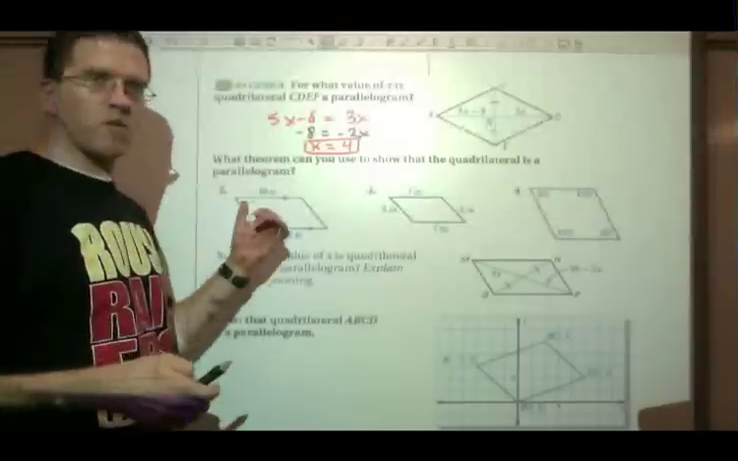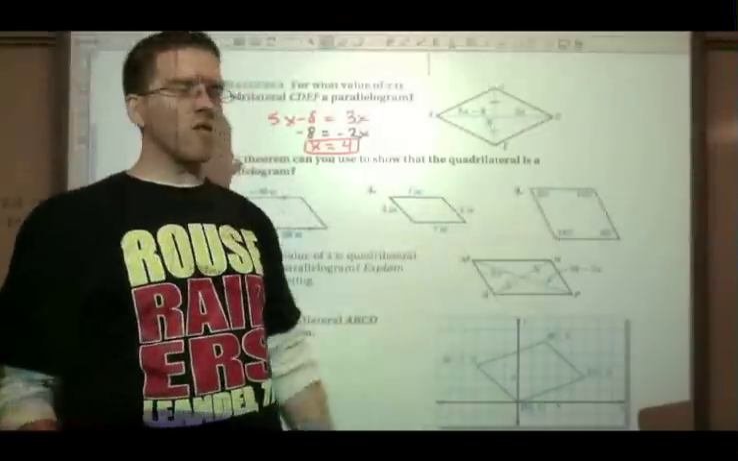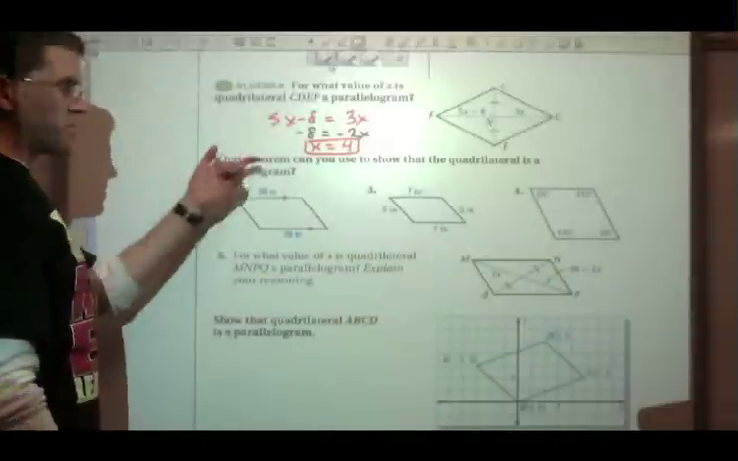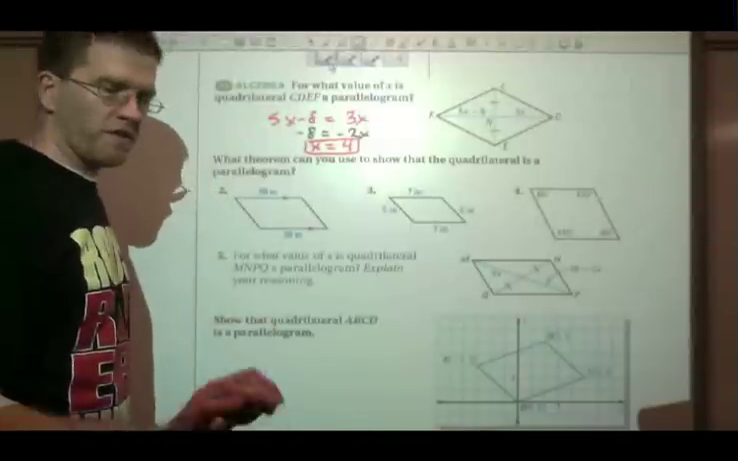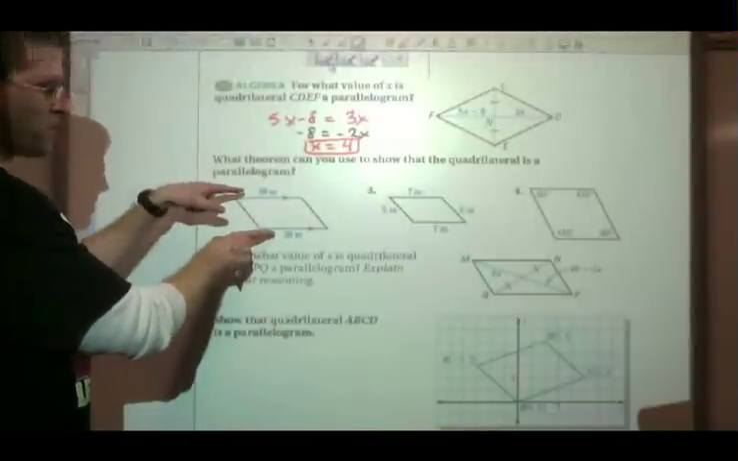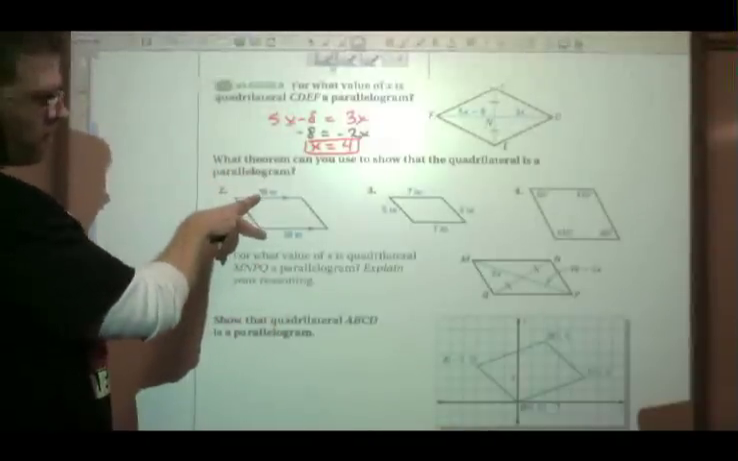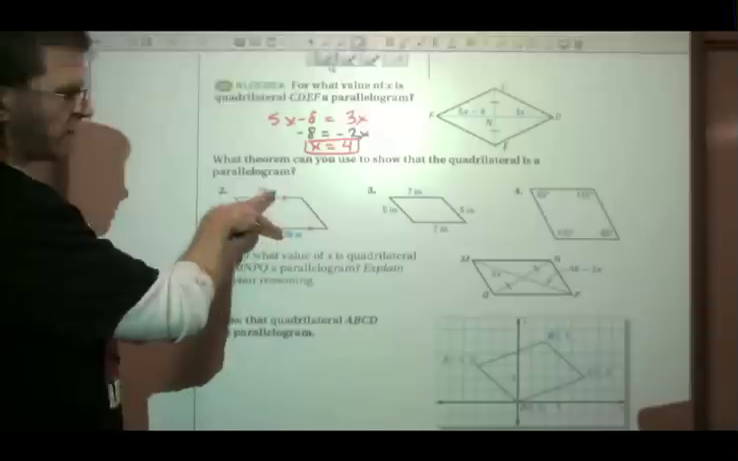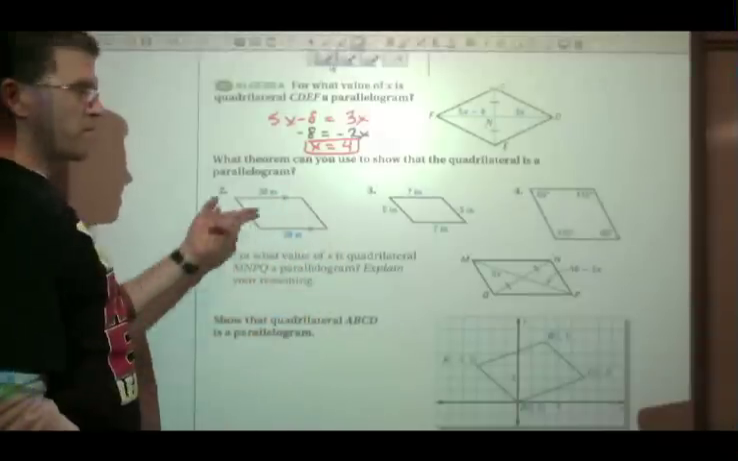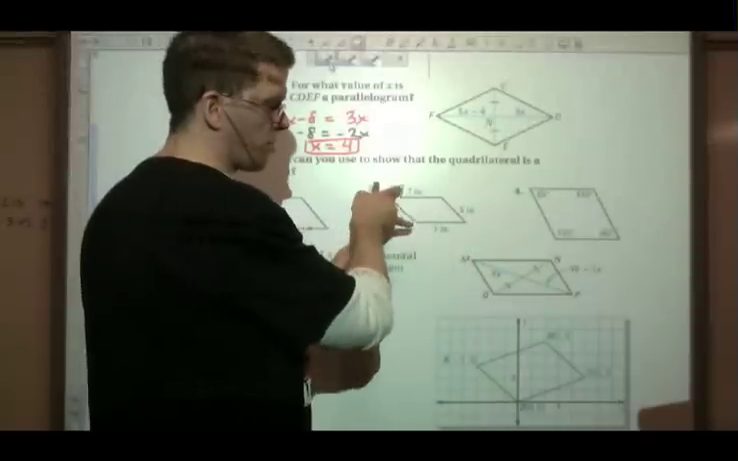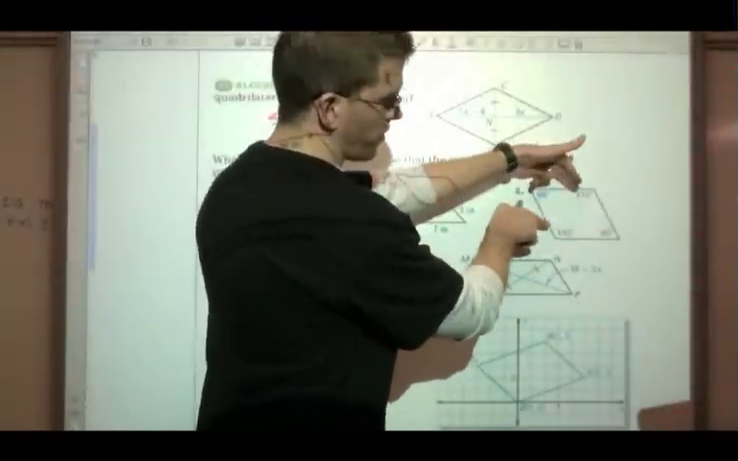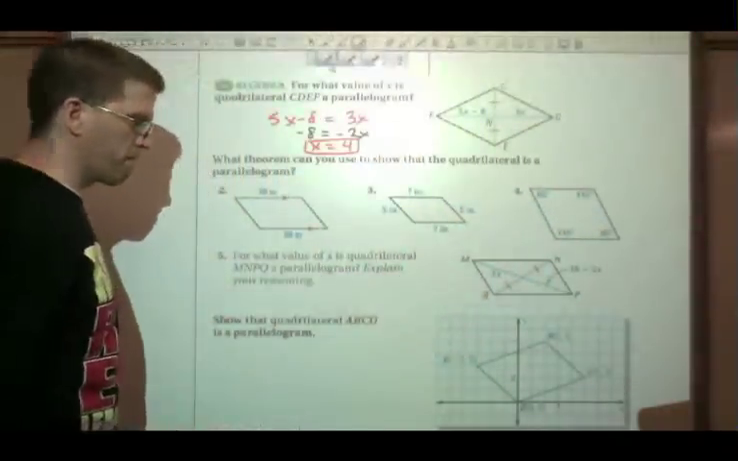Go ahead and pause the video. I want you to try number 2, 3, and 4 before I show you. This one's just asking what theorem can you use. Looking at the theorems on page 522 and 523, you would say this one because one pair of opposite sides are parallel and congruent. This one makes it a parallelogram. So that's that. Opposite sides are congruent, therefore it's a parallelogram. Opposite angles are congruent, therefore it's a parallelogram.